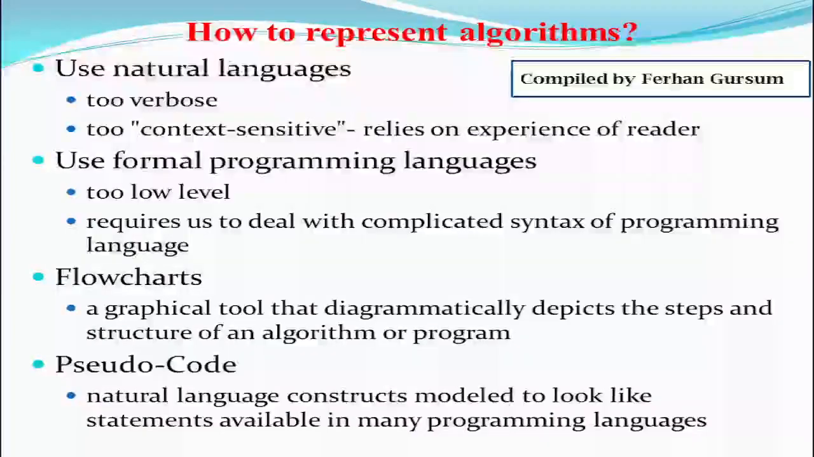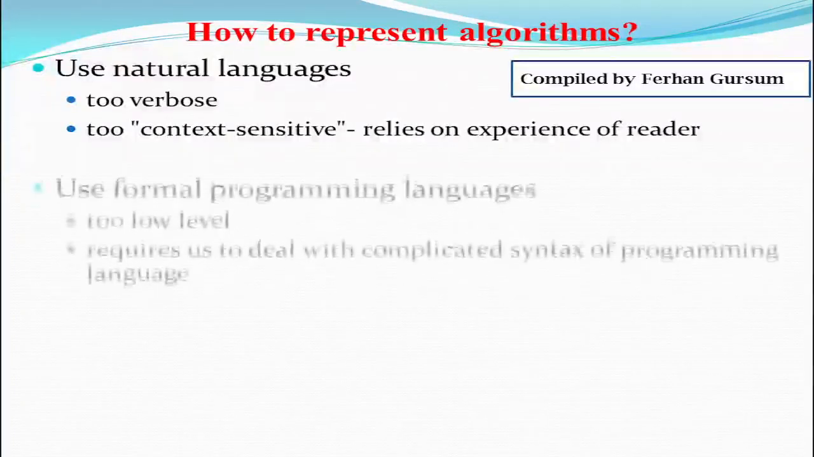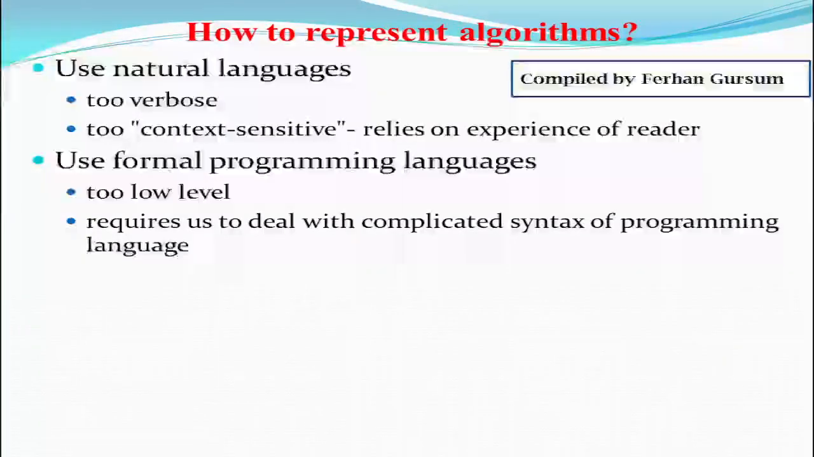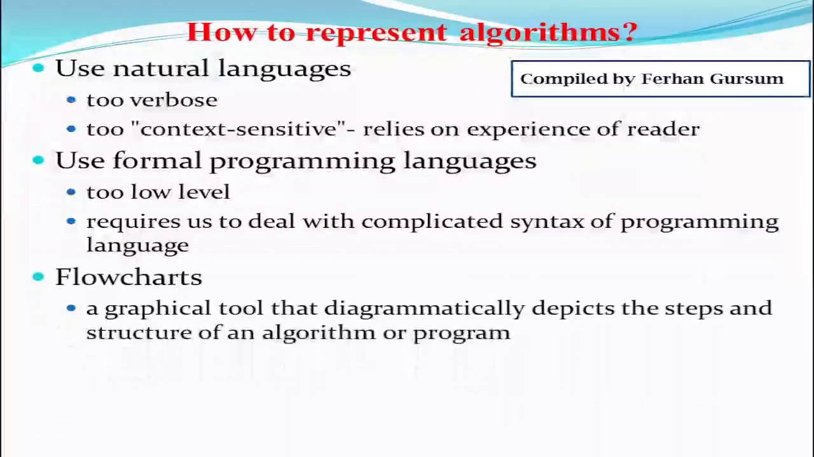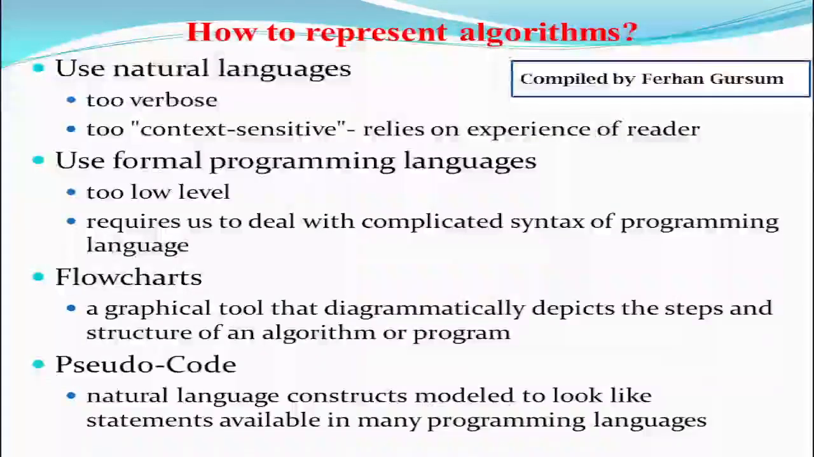Pseudo means false. When we say use natural language, it is too verbose, too context sensitive, and relies on experience of the reader. When we say use formal programming languages, it is too low level, requires us to deal with complicated syntax of the programming language. When we say flowchart, it's a graphical tool that diagrammatically depicts the steps and structure of an algorithm or a program. When we say pseudocode, natural language constructs are modeled to look like statements available in many programming languages.